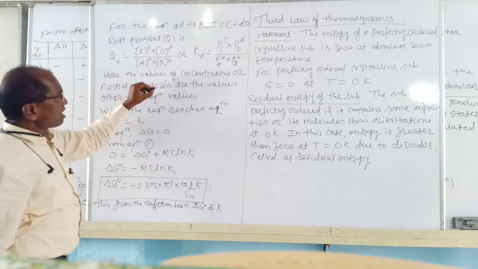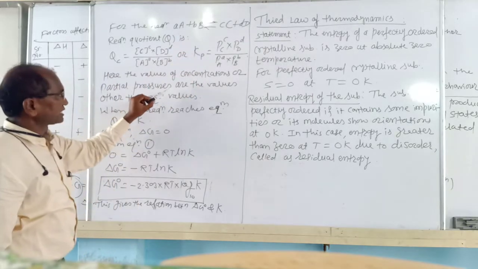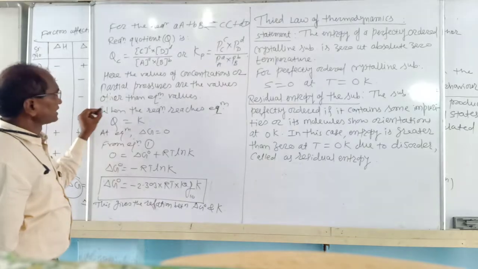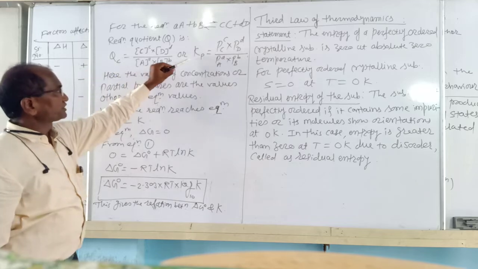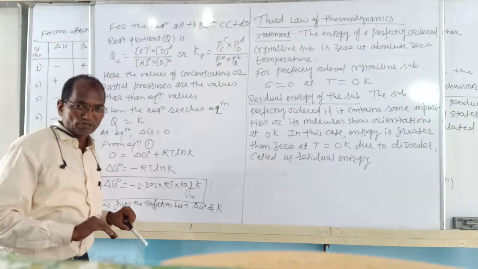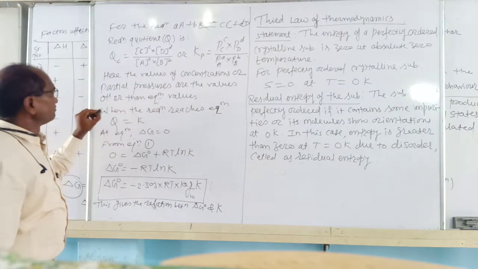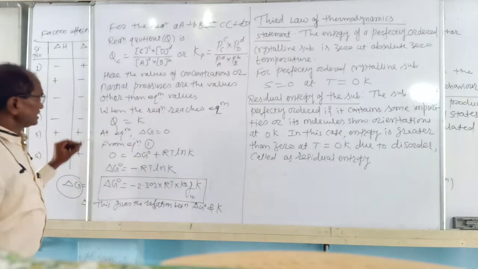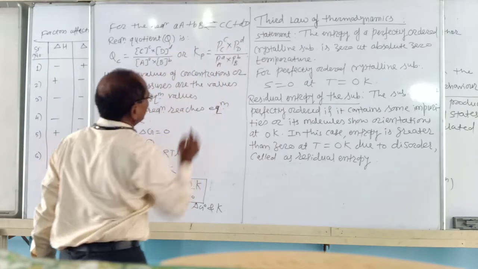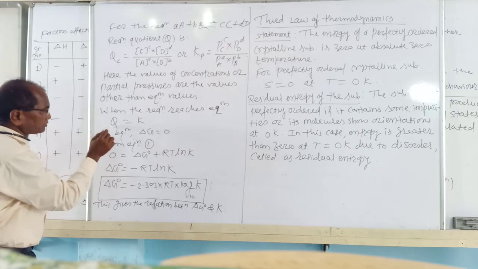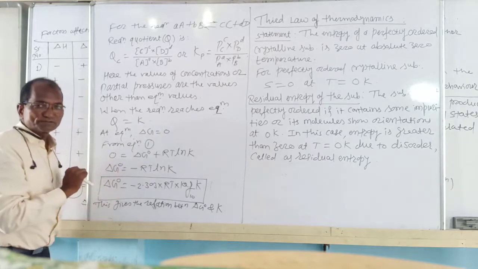Here the values of these concentrations or these partial pressures are the values other than equilibrium values, because this reaction quotient or partial pressures are before attaining the equilibrium, not at equilibrium. Therefore, the values of Qc or Qp are other than the values at equilibrium. When the reaction reaches equilibrium, Q is equal to K. At equilibrium, delta G is equal to 0.